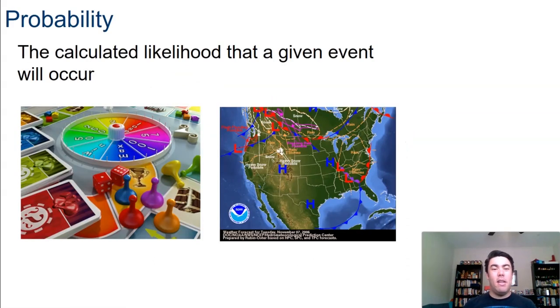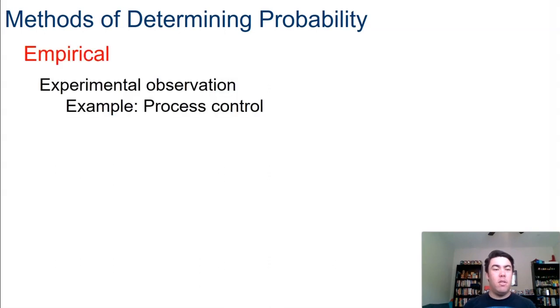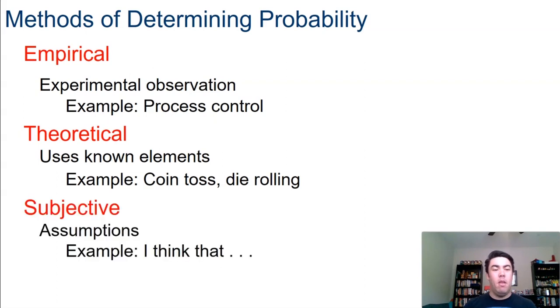Probability is the calculated likelihood that a given event will occur. It deals with things like board games or predicting the weather. There are different methods of determining probability. We have empirical, which is experimental observation, so processes of control. Theoretical, which uses known elements, so coin tosses or die rolling. Or subjective, where we're using assumptions and we'll say things like, I think that this will happen.